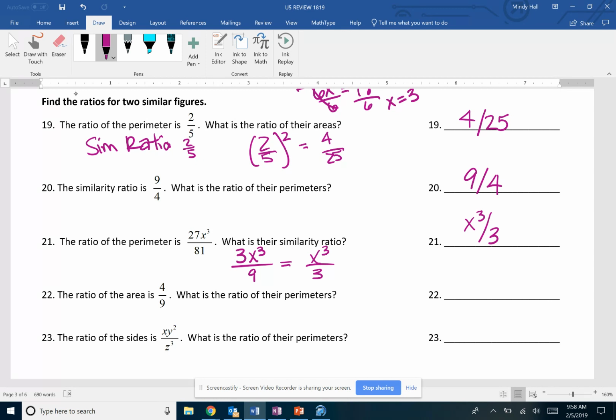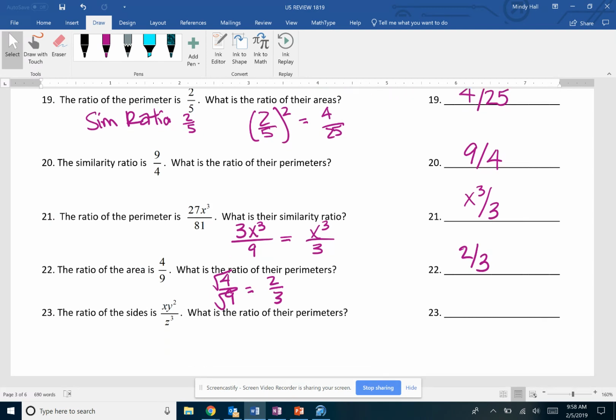Ratio of the area is 4 over 9. What is the ratio of their perimeters? Since the area is the squared similarity ratio, we're going to have to take the square root. So that'd be 2 over 3. And that's literally all you have to do. Whenever you're comparing area ratio, similarity ratio, and perimeter ratio, it's either going to be the exact same answer, the squared answer, or the square root, depending on which one you're given.